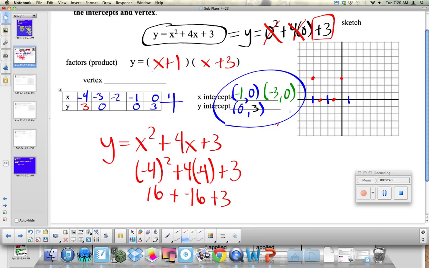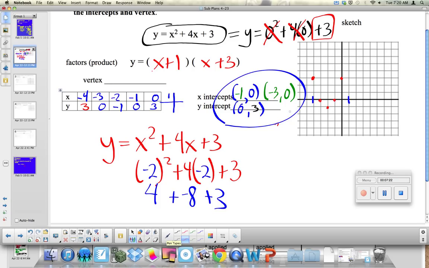Let's try -2. So we're going to do the same exact thing, but instead of plugging in -4, we're going to plug in -2. So where the -4s are, we're going to change that to -2. Calculating this out, we're going to get 4 plus -8 plus 3. And we'll end up getting -1 when I add those 3 things together. Because 4 and -8 make -4, plus 3 is -1. So at -2, it's -1.